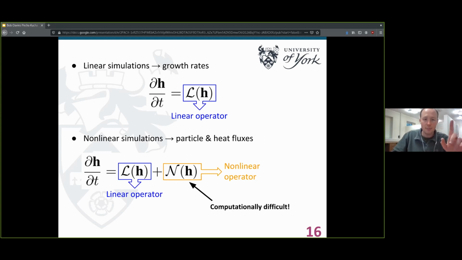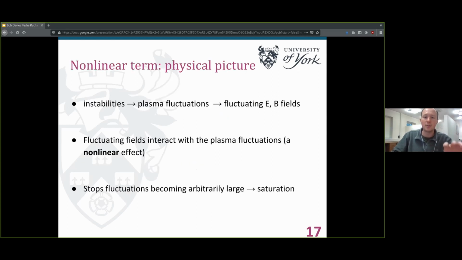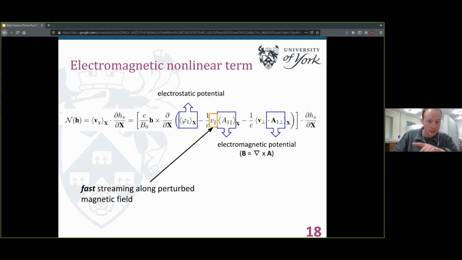Just to recap, a physical picture of the nonlinear term is that as the plasma fluctuations grow, they're going to generate fluctuating electromagnetic fields. And these fluctuating fields are going to interact with the plasma fluctuation through things like E cross B shear, and it's going to result in the fluctuations saturating. Mathematically, it looks like this.